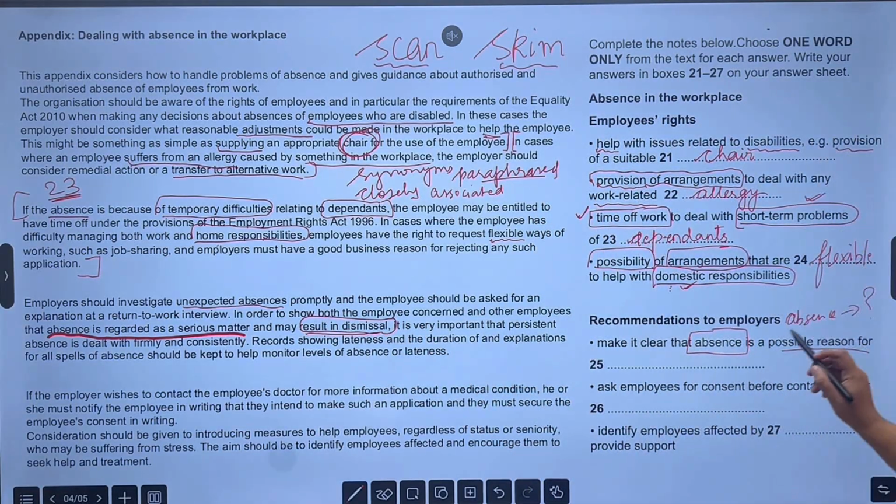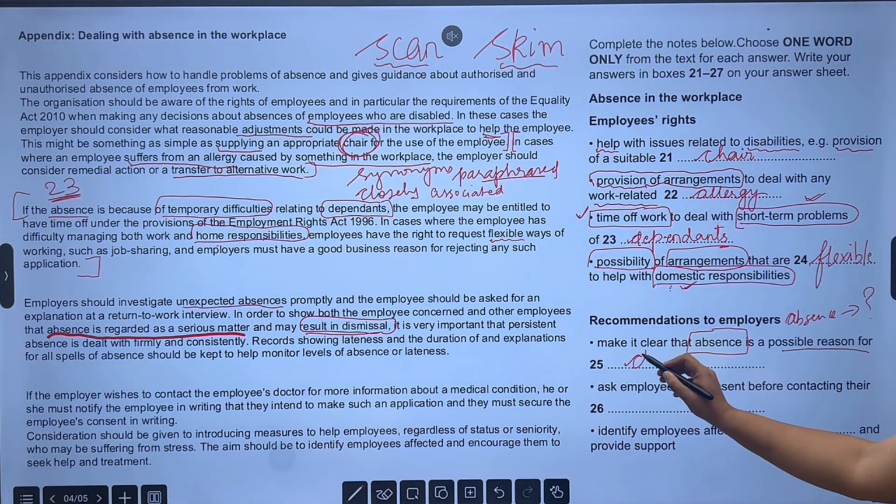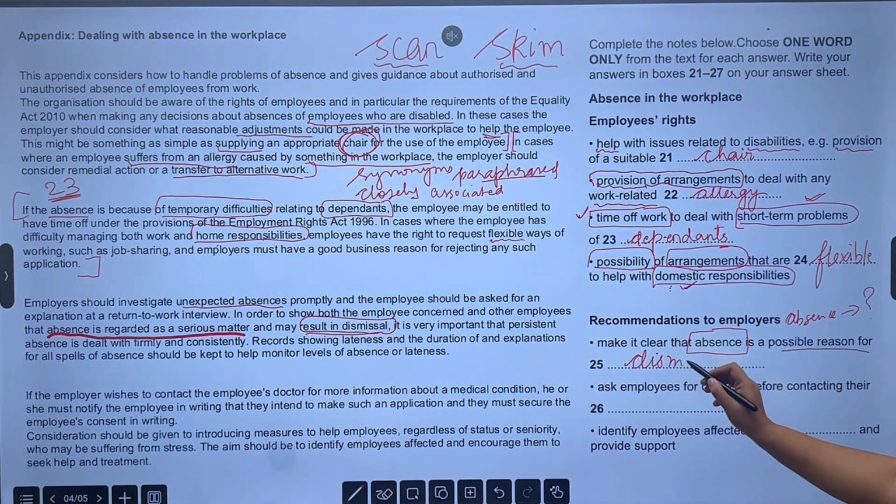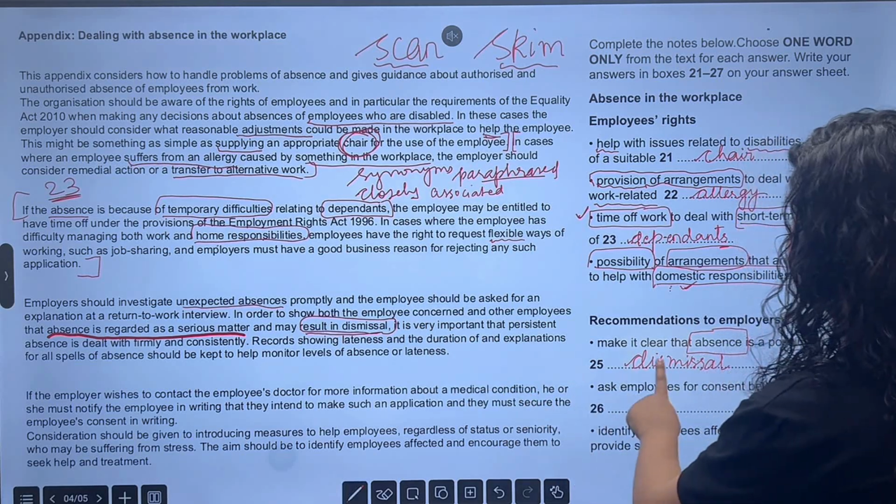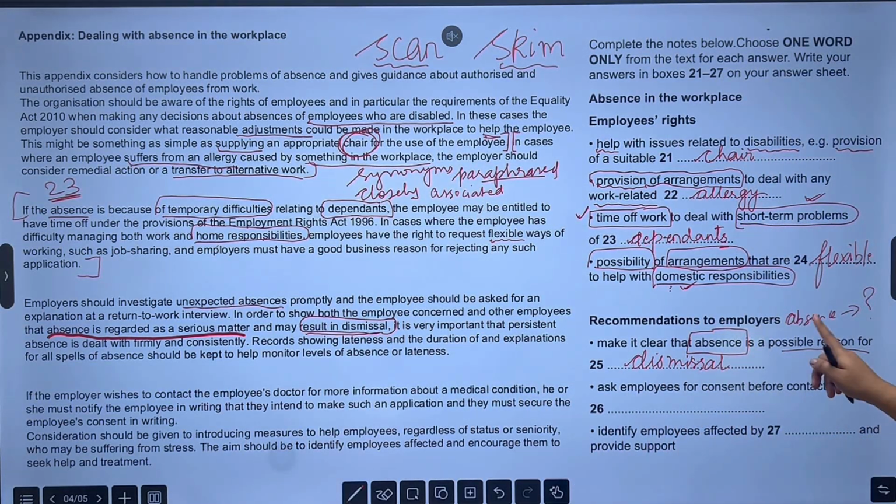So this means because of absence, what can happen? Dismissal. That would be my answer. So again, I'm trying to match my keywords in the text. I'm going to write the exact word over here. So make it clear that absence is a possible reason for dismissal.